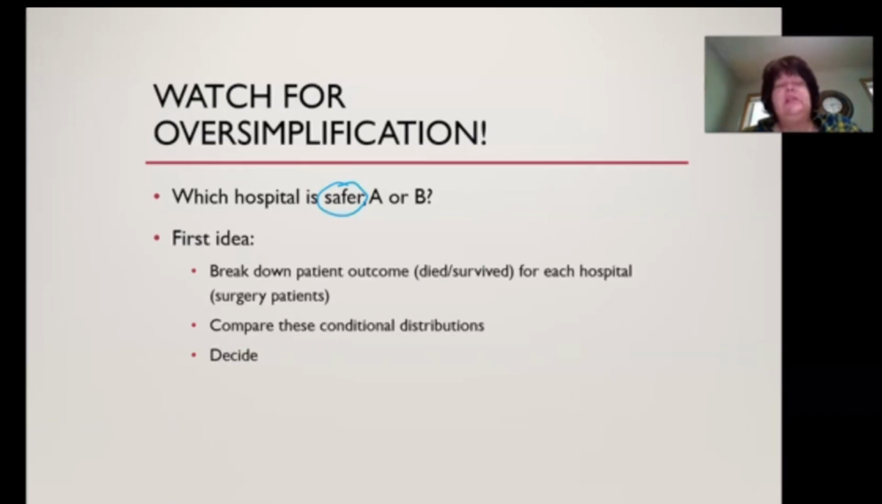So what these people did who collected the data was they broke down patient outcomes for each hospital, and they used surgery patients, and they just marked it as died and survived. So it's a pretty simple way of doing it. I don't know if it really shows one hospital is safer or not, but that's one way to do it. So they broke down patient outcomes for each hospital, A and B, and they compared the conditional distributions, and then they decided.